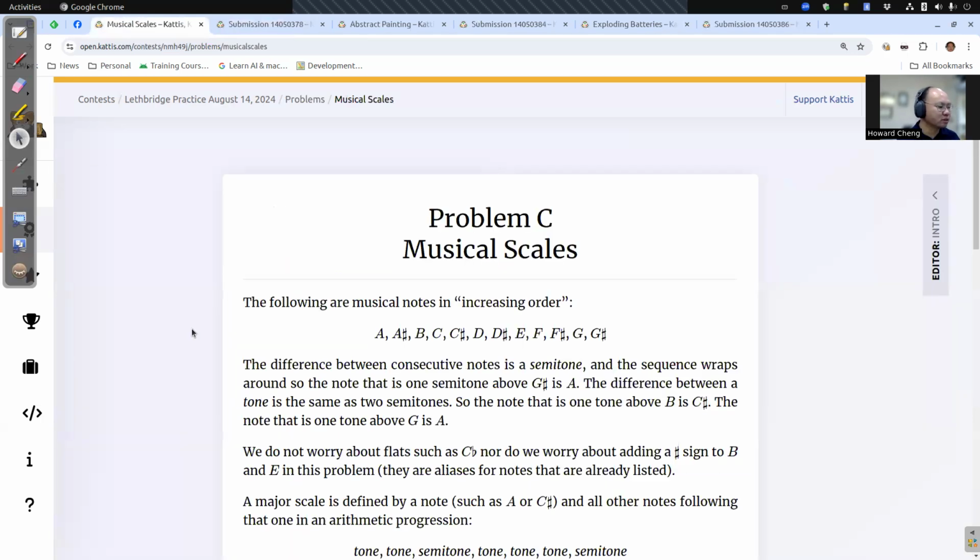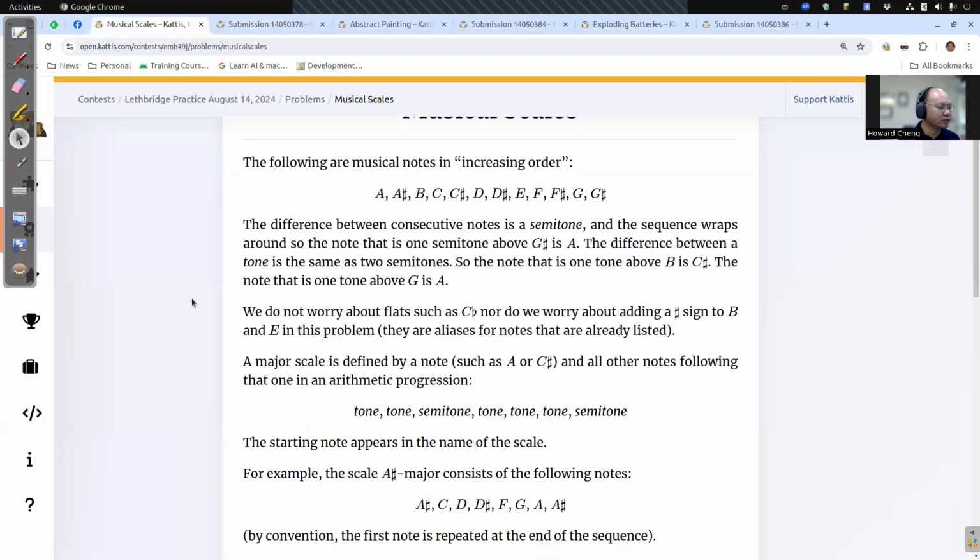Okay, musical scales. This is a little bit messy, I guess. The problem itself, I think it's sort of straightforward in terms of algorithms, but it's messy. So I want to show you how I do it to make it less messy.